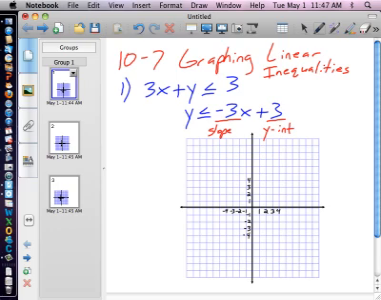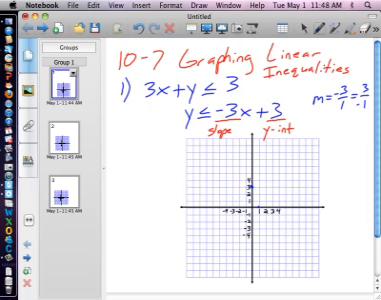And we just start graphing. So the y-intercept is at 3. So I'm going to put a dot at 3 on the y-axis. The slope is negative 3. And remember, a slope of negative 3 means negative 3 over 1, but it could also mean 3 over negative 1. The top number in that fraction is the rise. So a rise of negative 3 means you go down 3, and a run of 1 means you go to the right 1.